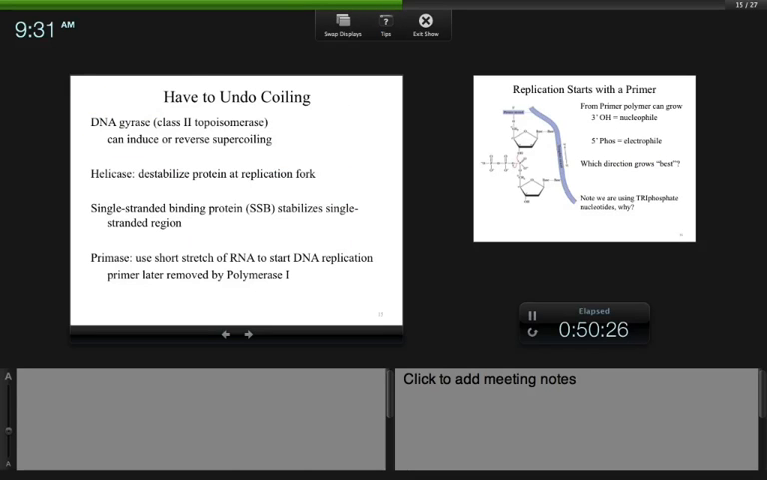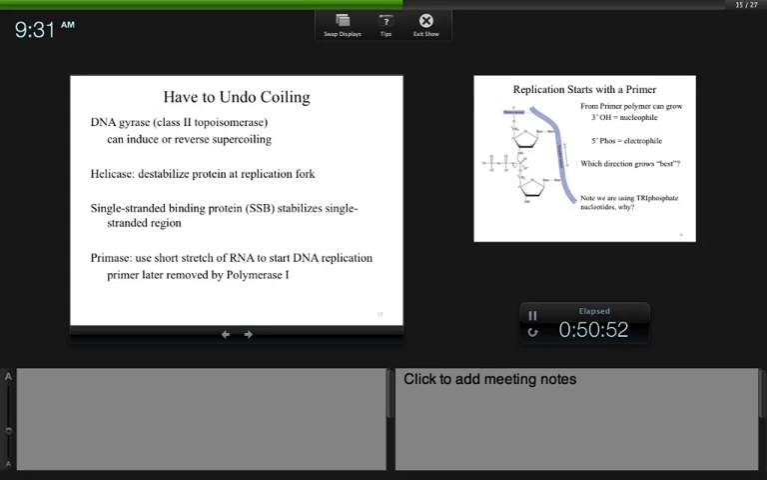Okay? So our processing of this is where it definitely changes, because I switched up the order from the slides I had initially posted. The first thing we're going to have to go through and do is undo the coiling. We have to get that so we can get access to our DNA. So we can look at our DNA gyrase, which is our class 2 topoisomerase. And what that can do is induce or reverse our supercoiling. We're going to want to reverse it so that we can get access to the nucleotides.